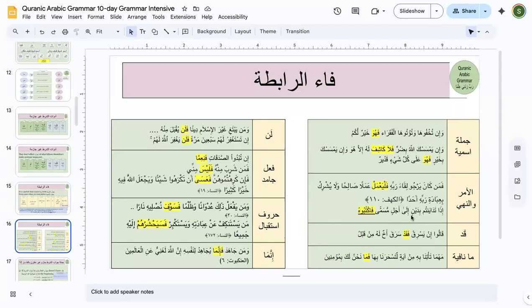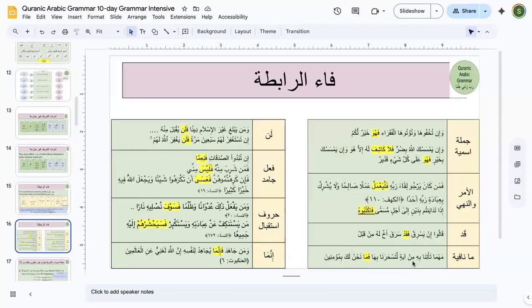إِذَا تَدَايَنْتُمْ بِدَيْنٍ إِلَى أَجَلٍ مُسَمَّى فَاكْتُبُوهُ. Uktubu is your failul amr, and who is your mafulun bihi, your detail. So here again, because your jawabu shart was failul amr, you have brought fa'u rabita to connect your jumla shartiya with its jawab. Qalu, they said, in yasriq, if he stole, faqad saraqa akhul lahu min qabl, then his brother also has stolen before. So qad came, therefore you are seeing fa'u rabita.